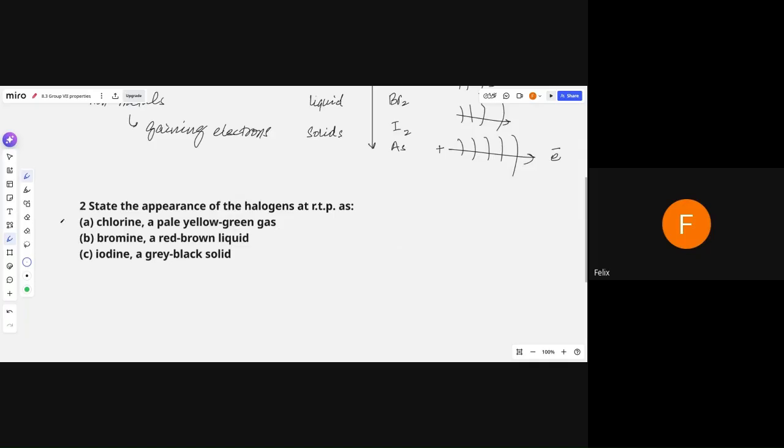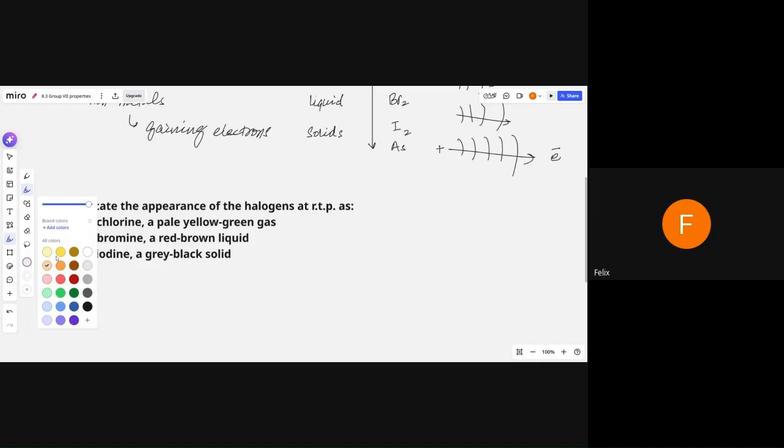So this is how they will be asking questions like, what will be the appearance of chlorine? That's it, right? It will be a 1 mark question and you will have to answer. It is a pale yellow green gas. Then bromine, it is a red brown liquid, and iodine, it is a gray black solid. So in this topic, you need to remember the color.